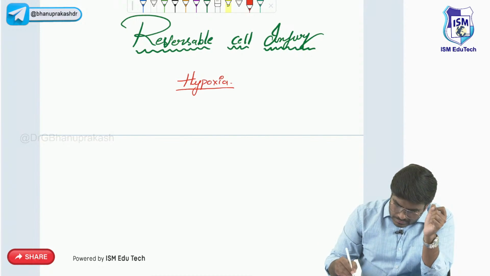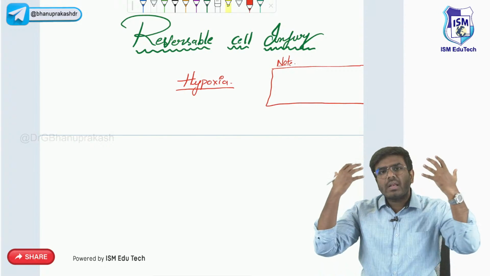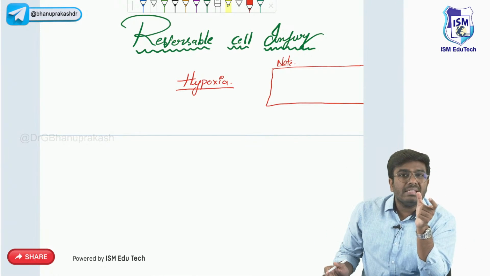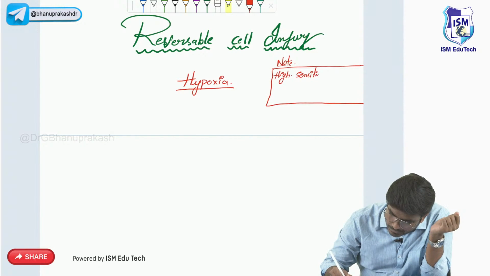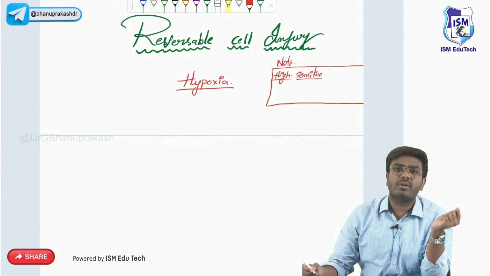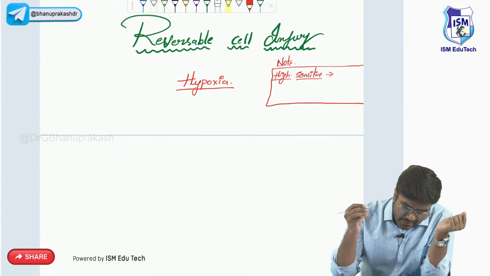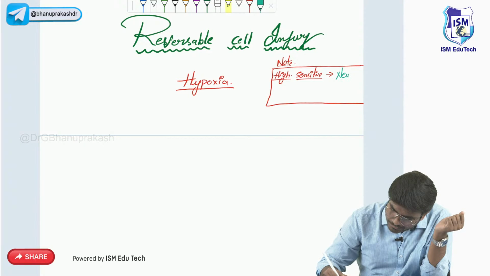Now, just put a note here. In your body, there are millions of cells and different types of cells. Which type of cell is highly sensitive to hypoxia? Can you tell me? The answer is neuron, guys.